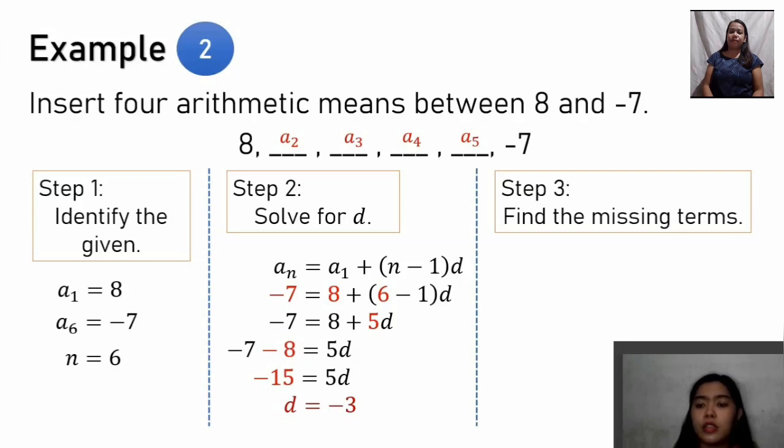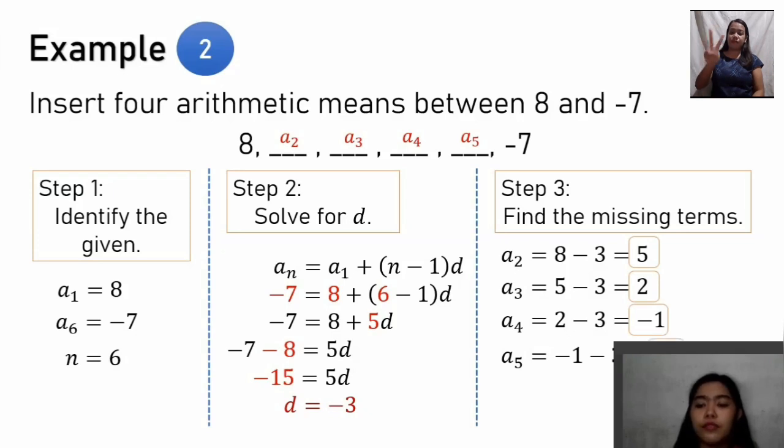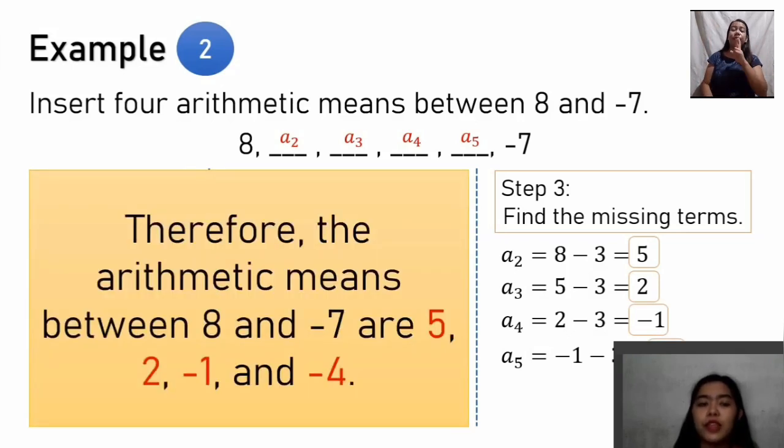Now, step 3 is finding the missing terms. A sub 2 is the sum of the first term and the common difference. So that is 8 minus 3 equals 5. A sub 3 is 5 minus 3 equals 2. A sub 4 is 2 minus 3 equals negative 1. And a sub 5 is negative 1 minus 3 equals negative 4. 5, 2, negative 1, and negative 4 are the arithmetic means between 8 and negative 7.